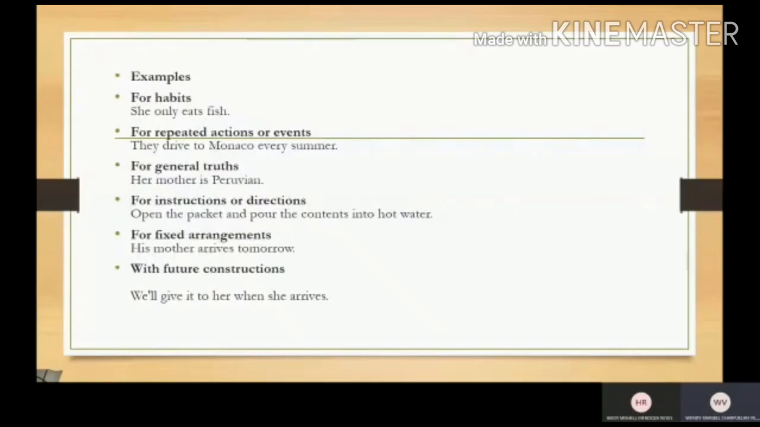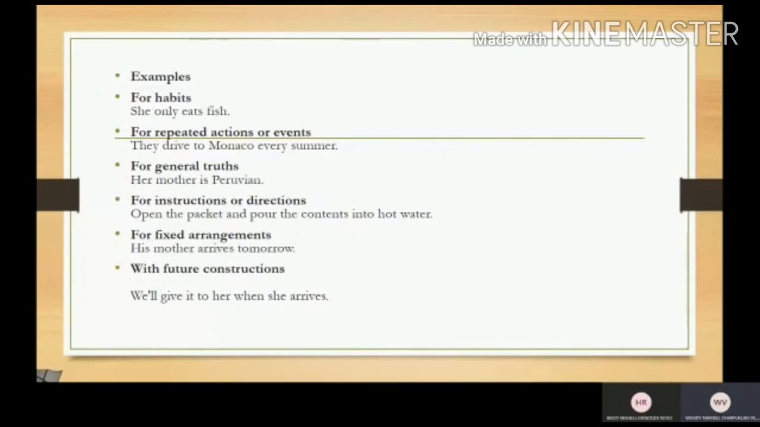Example. For habits: she only eats fish. For repeated actions or events: they drive to Monaco every summer. For general truth: her mother is Peruvian. For instruction or direction: open the packet and pour into hot water. For fixed arrangements: his mother arrives tomorrow. With future construction: we will give it to her when she arrives.